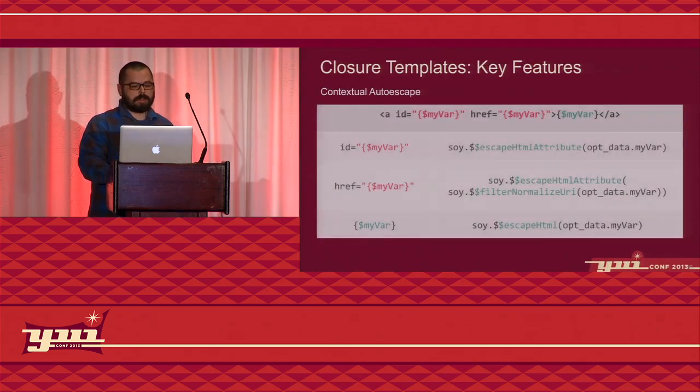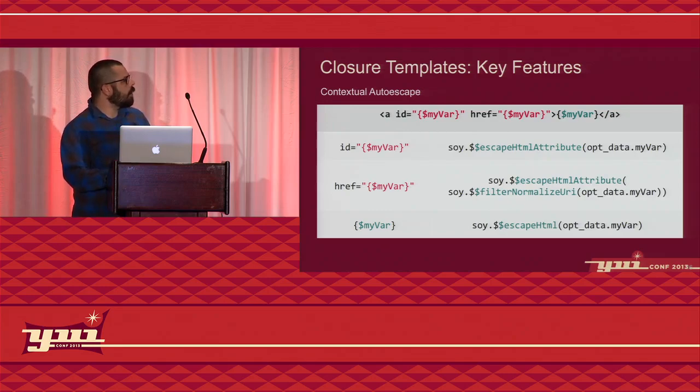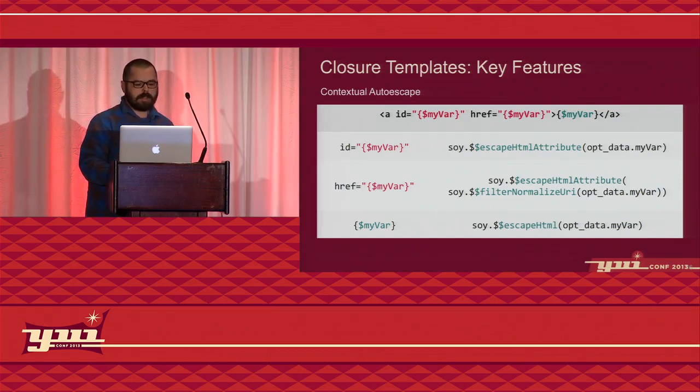Some of the key features are contextual auto-escaping. This first line here is just what the template is, and you've got three variables. They're all actually the same variable, but they're used in different contexts. The first one you see is an HTML attribute. The second one is a URI in an HTML attribute, and the last one is just HTML. Based on the template from the first line, the Closure template compiler will compile all these out and apply the appropriate routines for each variable based on the context and how it's used.